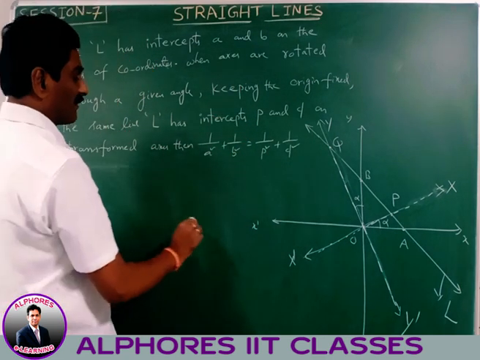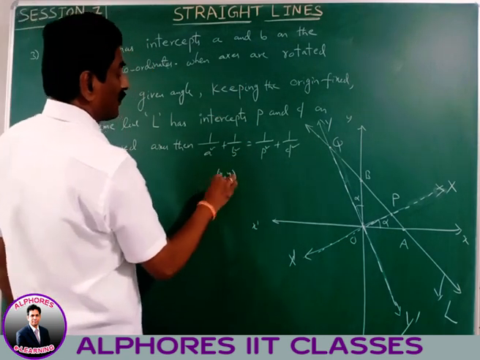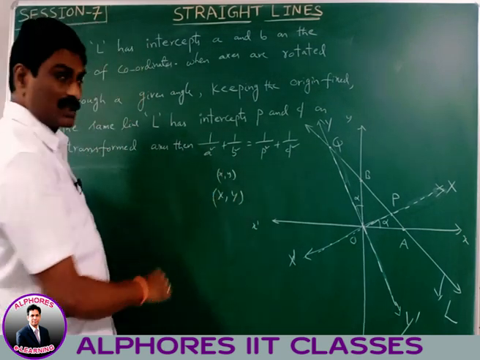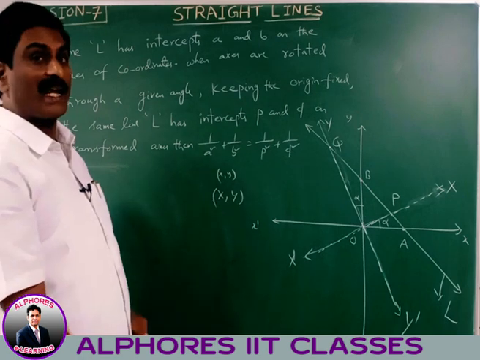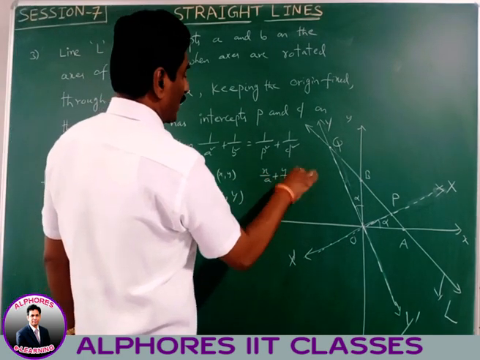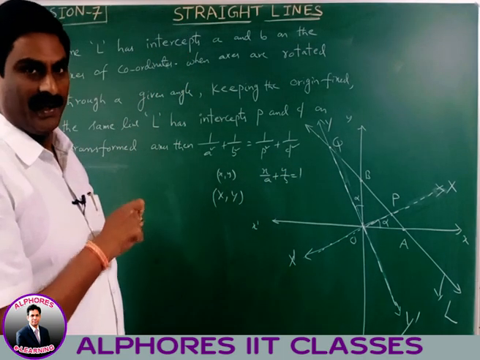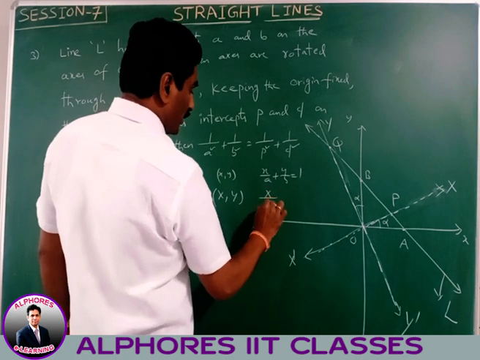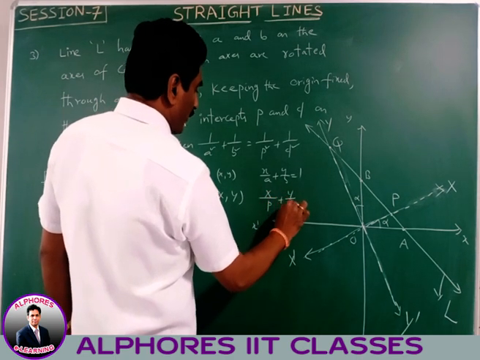That means in the previous case, small x, small y are coordinates in the original system. Capital X, capital Y are coordinates in the new system. In the original coordinates, a comma b are the intercepts. So, the equation of the line in intercept form is x by a plus y by b is equal to 1 in the original system. In the transformed system, the intercepts are p comma q. So, it can be reduced into capital X by p plus capital Y by q is equal to 1.